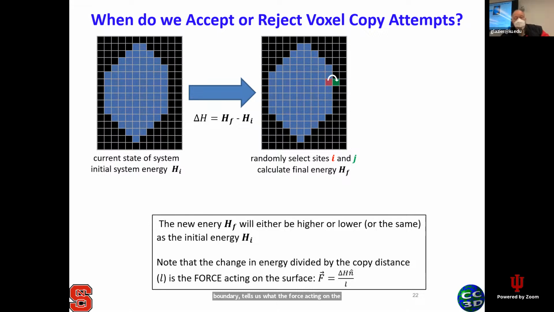And so the energy formalism that we're using here is actually equivalent to a force-based formalism. We're saying that we're going to measure the force acting on the boundary given all of the different processes the cell participates in at any given time.